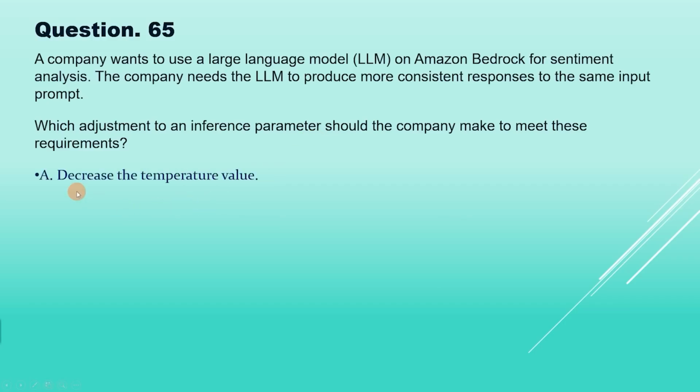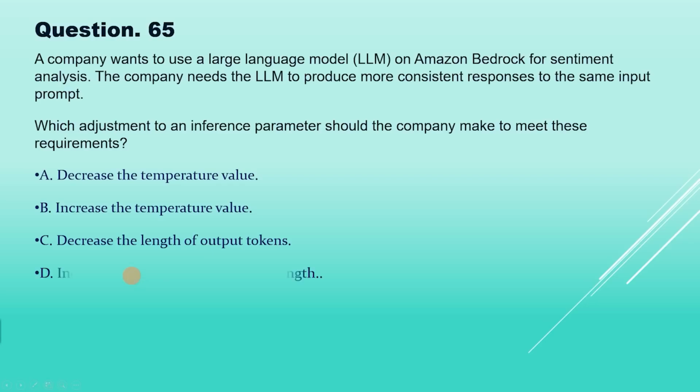And here are the options. Option A, decrease the temperature value. Option B, increase the temperature value. Option C, decrease the length of output token. Option D, increase maximum generation length.